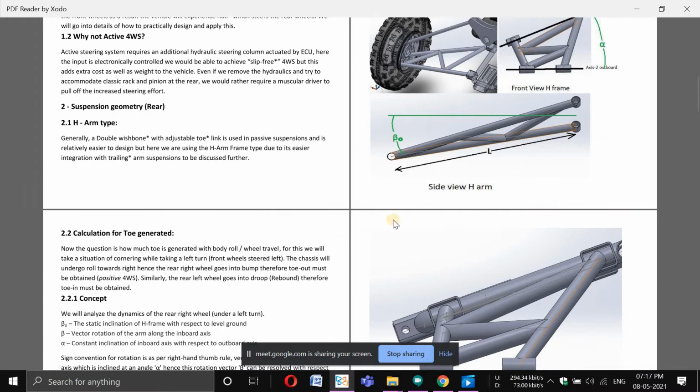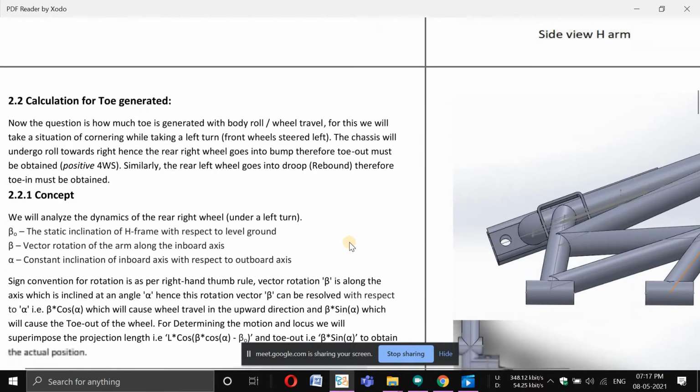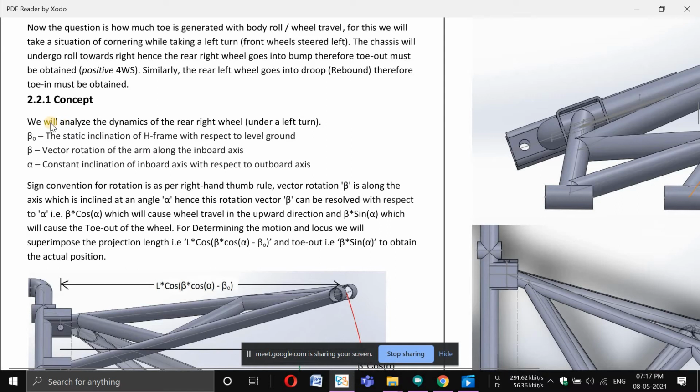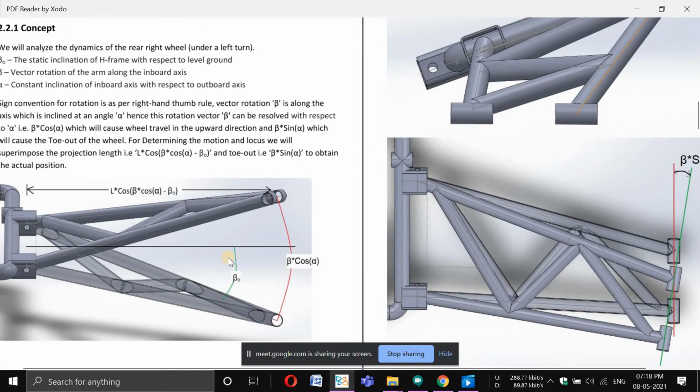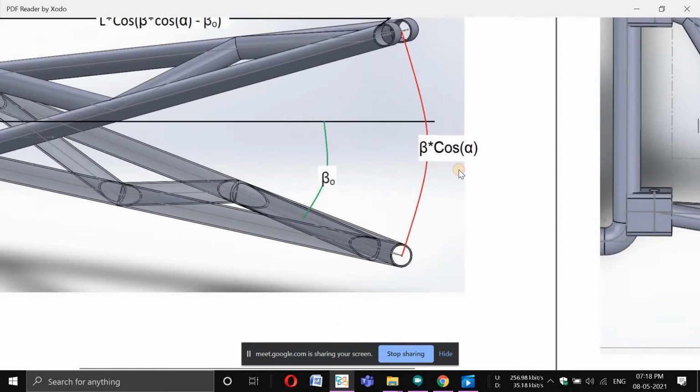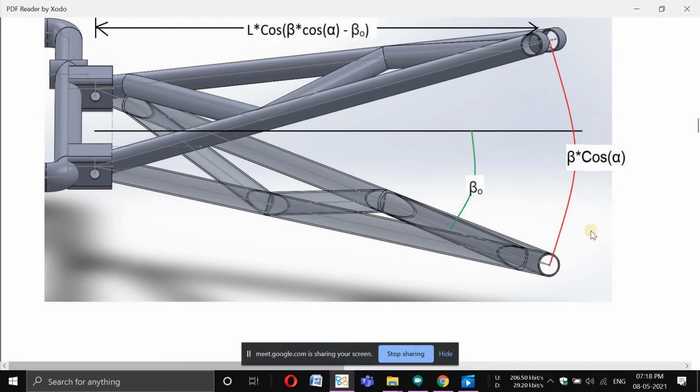Sir, next is the concept. If I could just read it, it would be better to understand. So, beta is the static inclination of the H arm with respect to ground level. Beta naught, this beta naught is what I am talking about, sir. So here will be the tire. We are viewing the car from behind, so the tire will be of square or rectangular shape from behind, and this is the travel. We are analyzing the right side of the H arm.